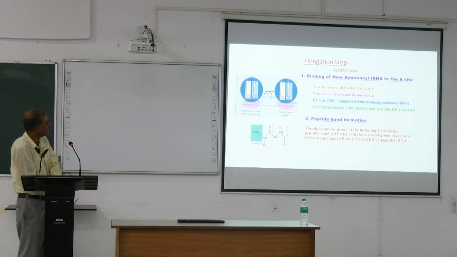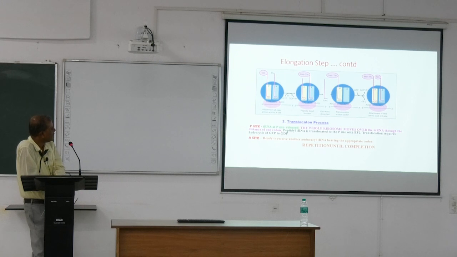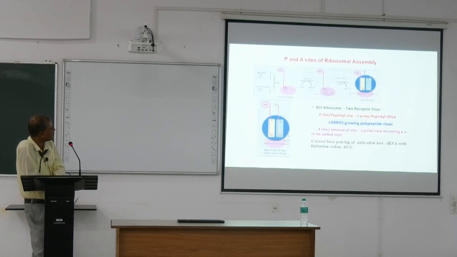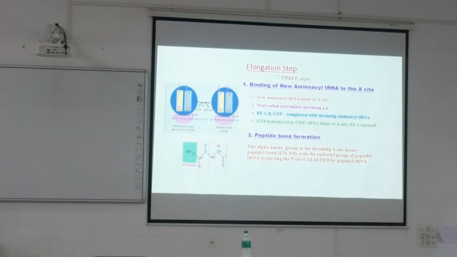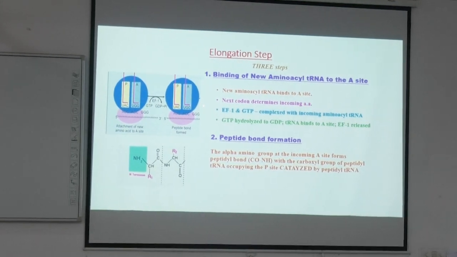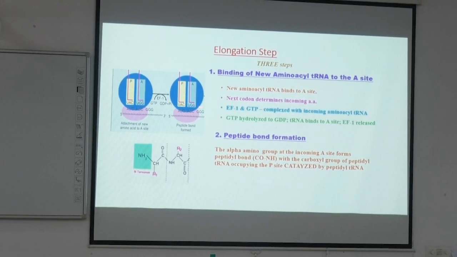Elongation step. Binding of new aminoacyl tRNA to the A site, then peptide bond formation, and the third one is the translocation process. The first one I have told you in this slide: it has come and bound to this site. Now the new aminoacyl tRNA binds to the A site, and the next codon basically determines the incoming amino acid.